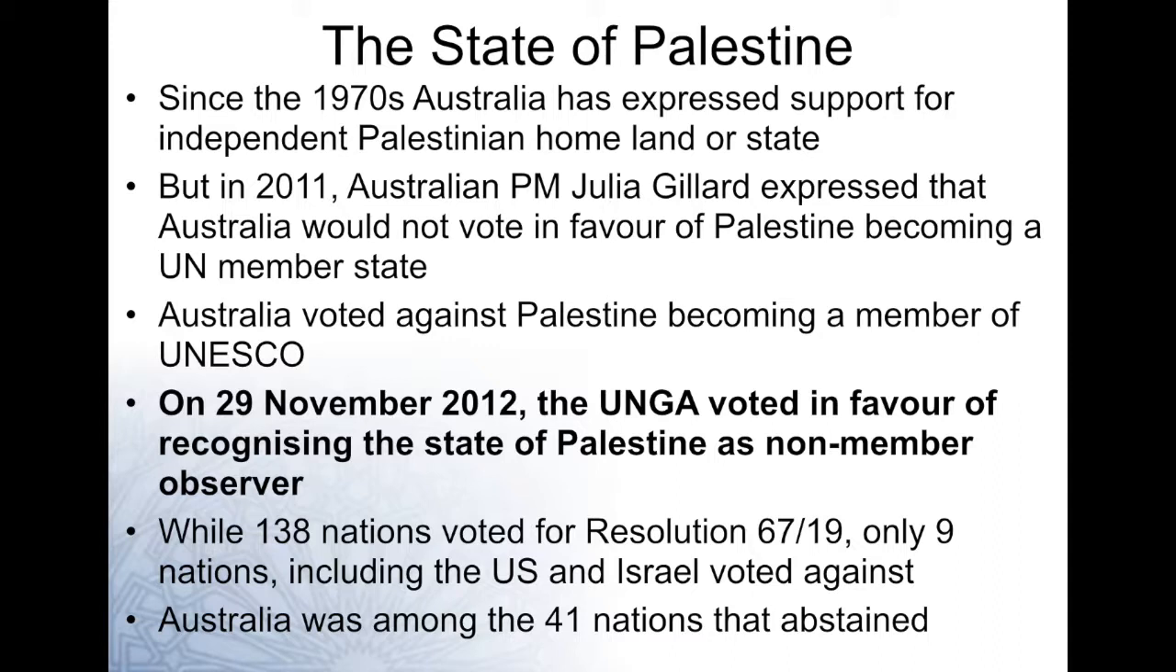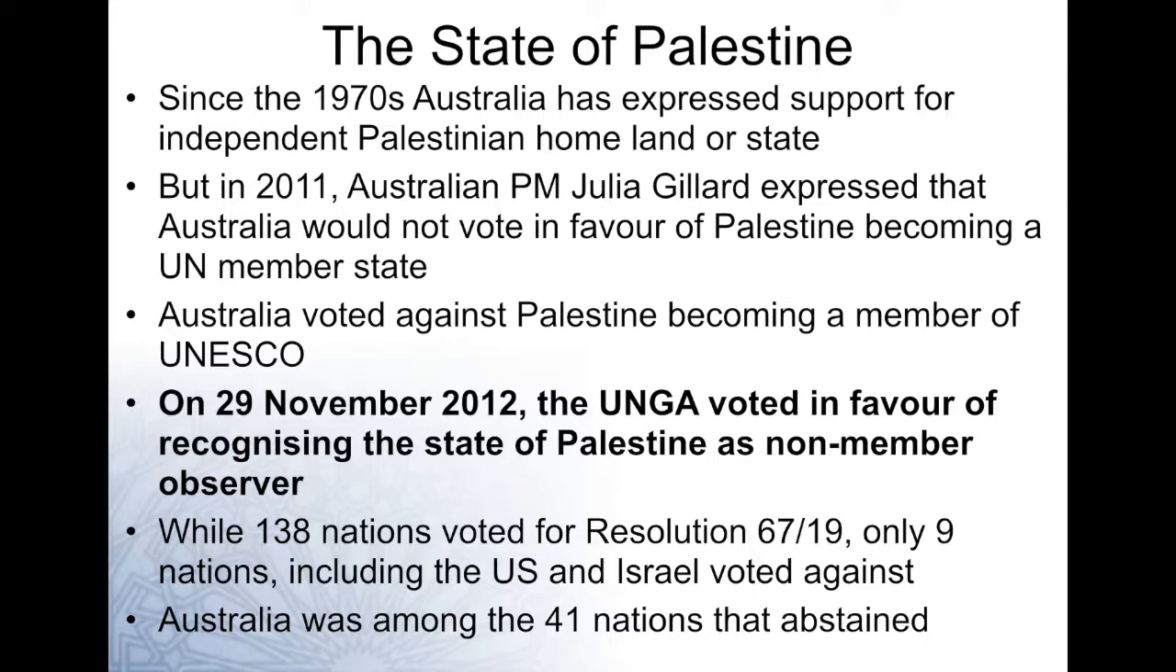But in 2011, Australian Prime Minister Julia Gillard expressed that Australia would not vote in favour of Palestine becoming a UN member state. And previously, Australia voted against Palestine becoming a member state of UNESCO. And on the 29th of November 2012, the United Nations General Assembly voted in favour of recognising the state of Palestine as a non-member observer state.